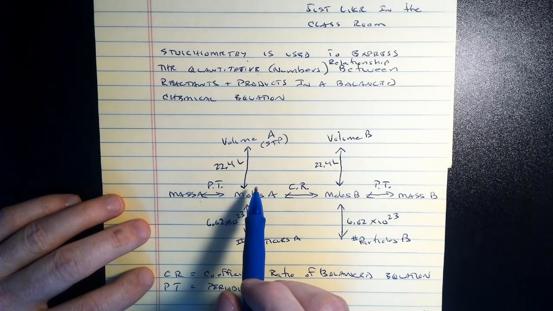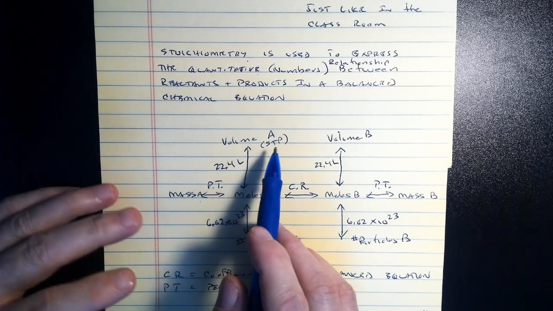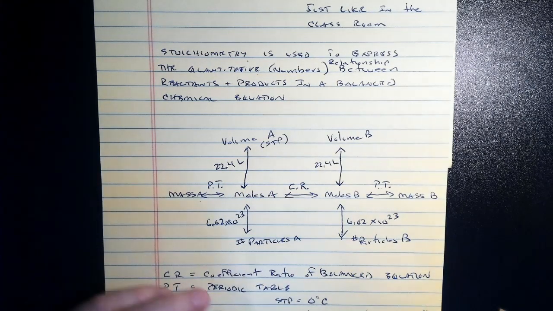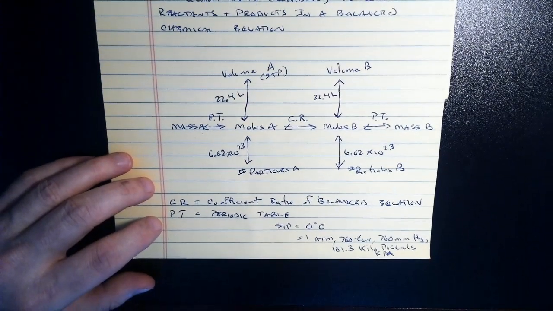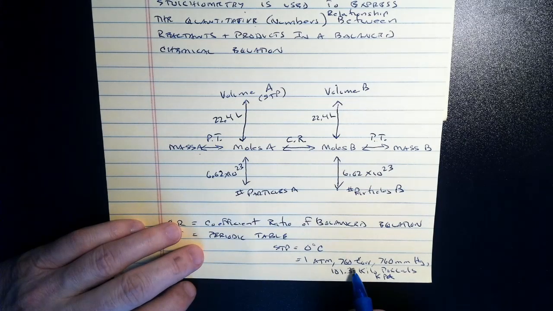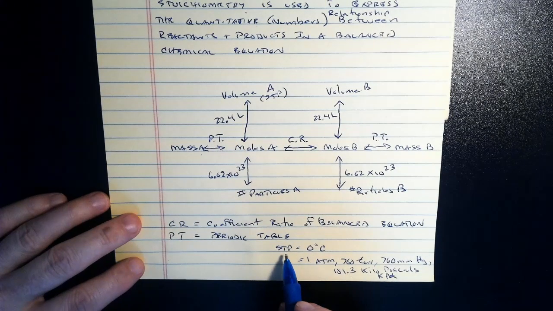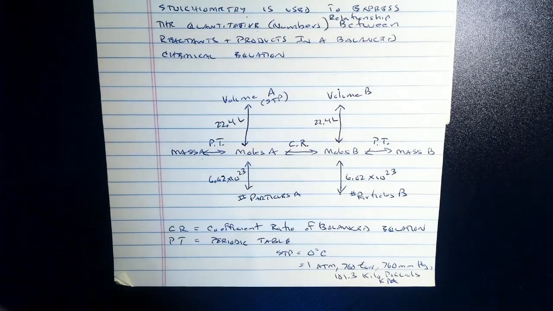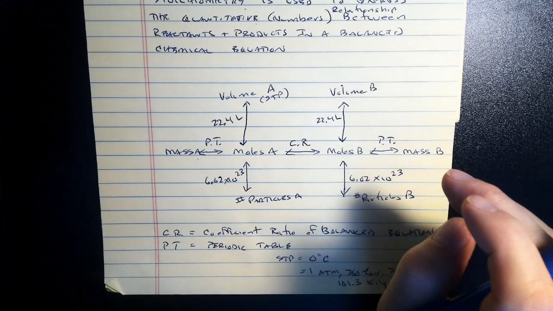You can calculate how much volume of a gas you have at standard temperature and pressure. I can show you that down here: standard temperature is 0 degrees Celsius. Standard pressure is either 1 atmosphere, or 760 torr, or 760 millimeters of mercury, or 101.3 kilopascals, or kPa. That's what STP stands for. So let's zoom in just a little bit.